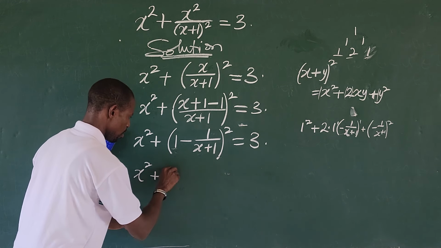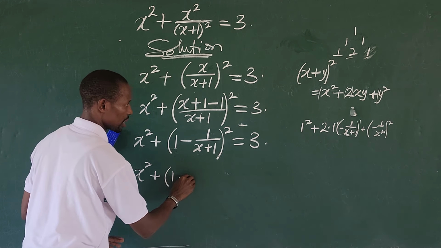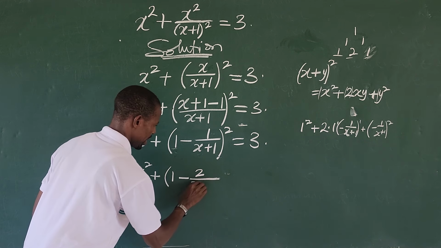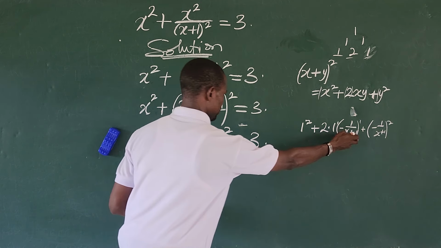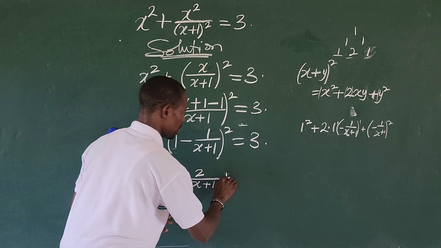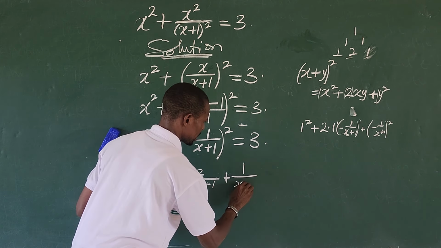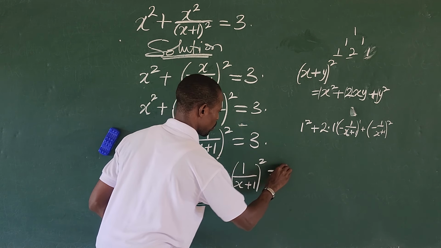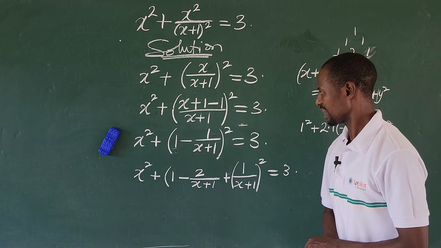Okay, so let's put everything in bracket here. We're going to have here 1. Then this times this will give us here minus 2 all over x plus 1. Then this side will give us here plus 1 all over x plus 1. Put this in bracket or square. This is equal to 3. I believe there's no confusion here.